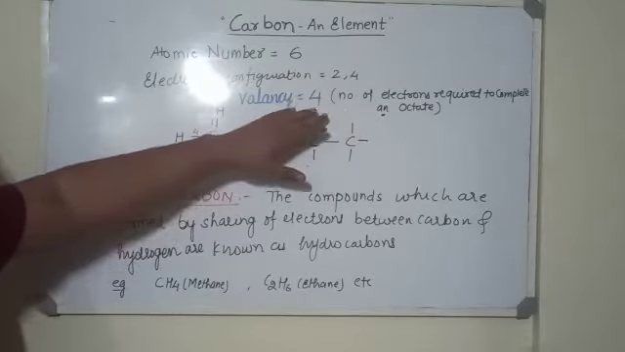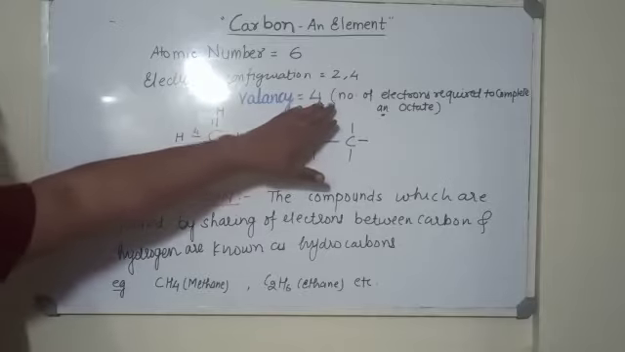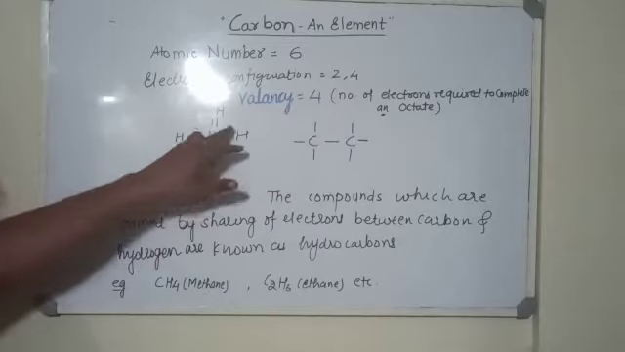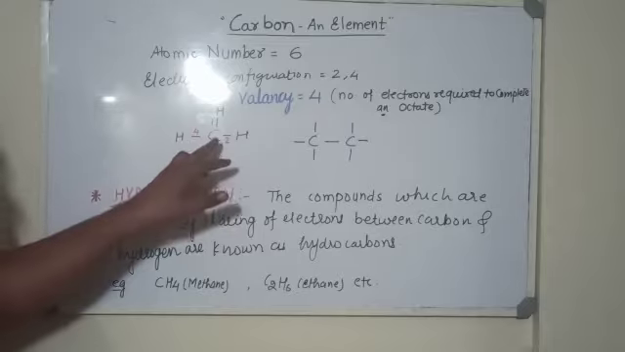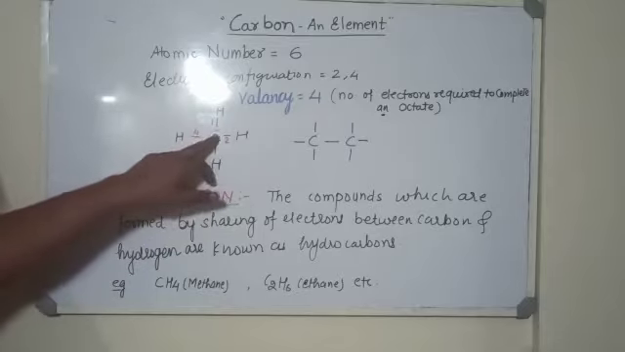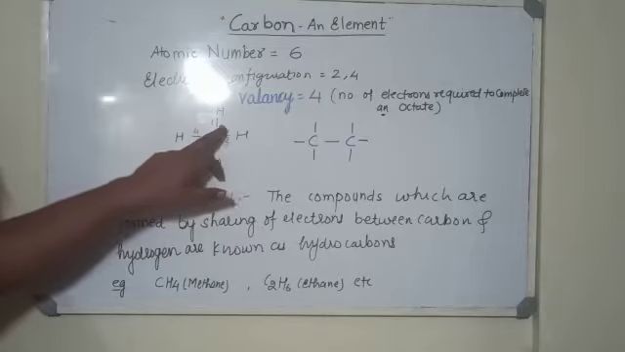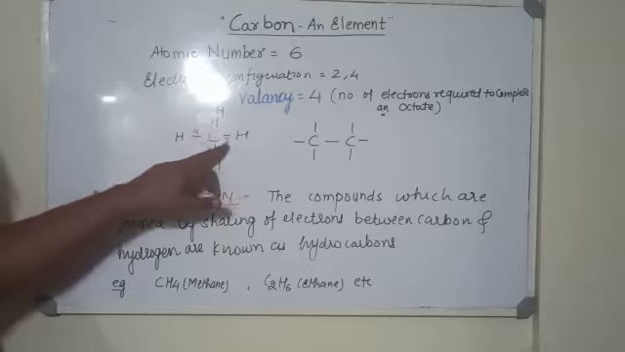So what it will do is form bonds by sharing of electrons with other atoms. Here you can see the carbon can form a bond with the hydrogen atom. This is the capacity of the carbon atom to form covalent bonds. So one carbon atom can form 4 covalent bonds.